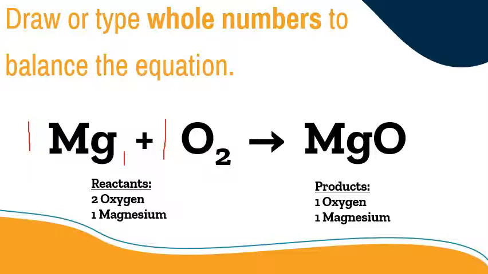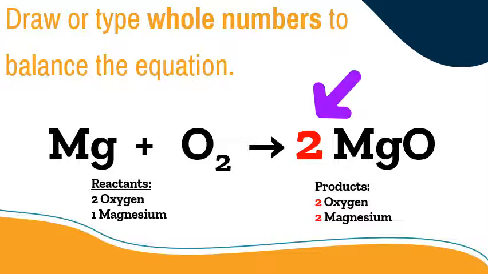For our products, we have MgO, which contains 1 oxygen and 1 magnesium. There are no coefficients in front, so we have 1 mole of that. Therefore, 1 mole of each. As you can see, oxygen on the reactants does not match with oxygen on the products. So we will need to balance this oxygen.